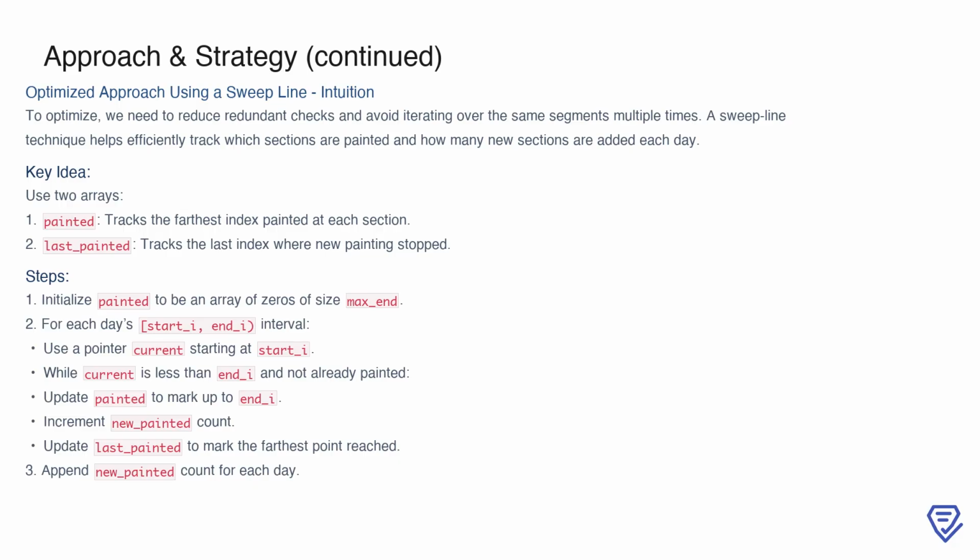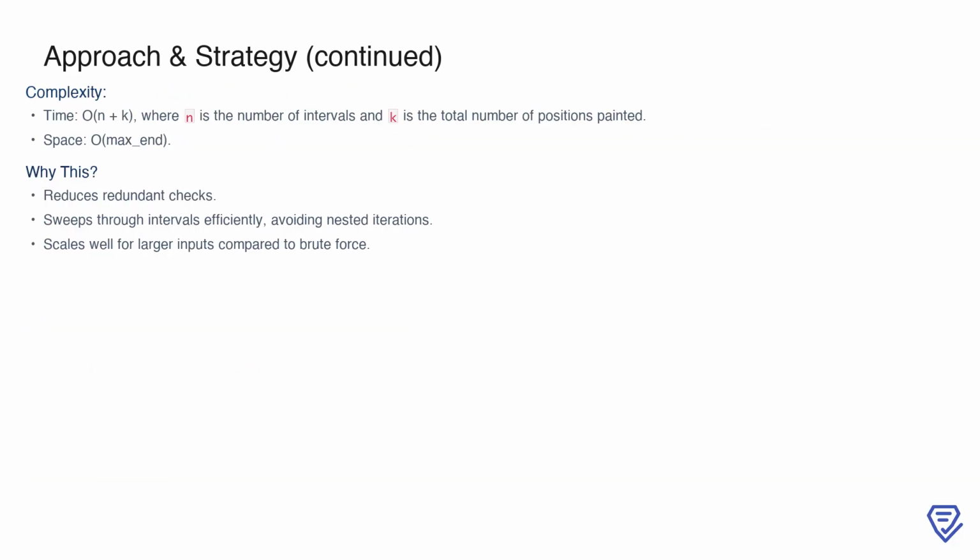As we go, we update the painted array to mark the furthest point reached and increment a counter to keep track of how many new sections are painted. By ensuring we only process unpainted sections, this approach avoids redundant iterations and minimizes wasted computation. The optimized sweep line technique significantly improves the efficiency of our solution.